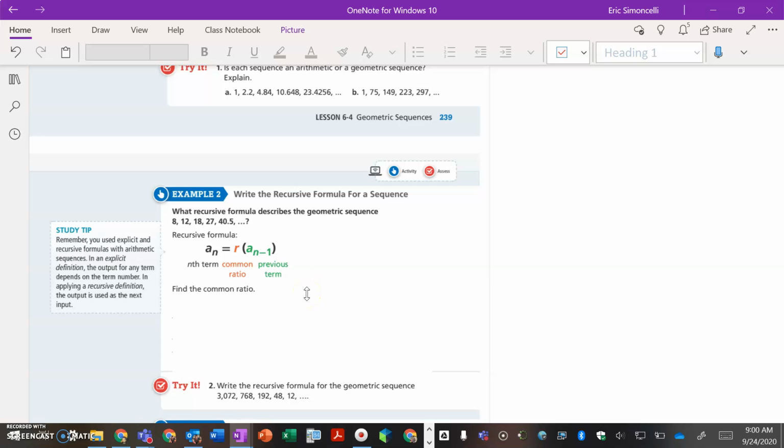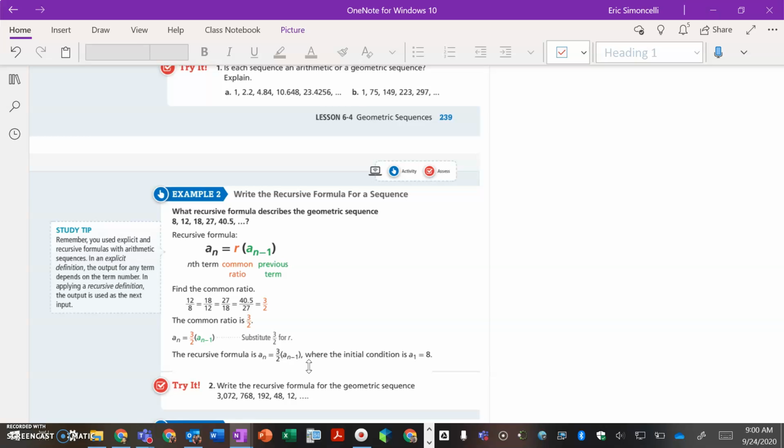Find the common ratio. I already highlighted that idea. So yes, 12 divided by 8, 18 divided by 12, 27 divided by 18, and so on. You end up with 3 halves, which is exactly what we need as far as noting the common ratio. Putting it all together, here's your equation: a sub n equals 3 halves times a sub n minus 1. We substituted 3 halves for r.